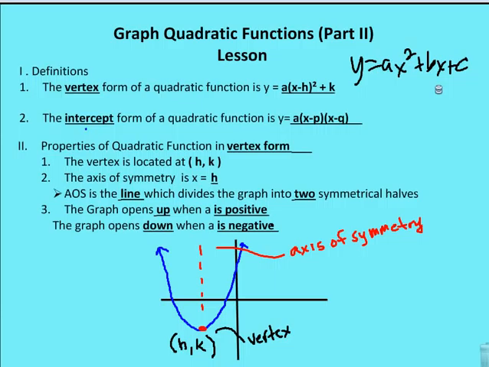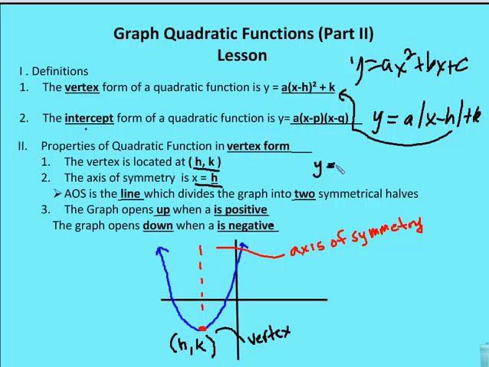Now this is very similar to the absolute value function. And if you recall, the absolute value function was y is equal to a times the absolute value of x minus h, plus k. And now we're just changing the absolute value signs to parentheses, and we're squaring that value. But everything else remains relatively the same. The vertex is still located at h, k, and now the axis of symmetry is x is equal to h. So let's talk about the vertex for just a second.